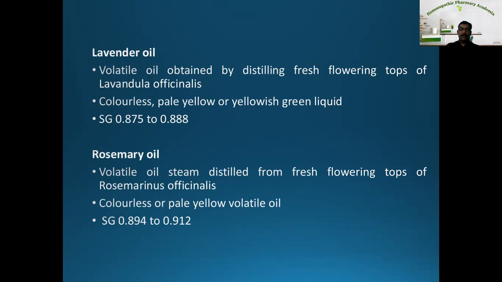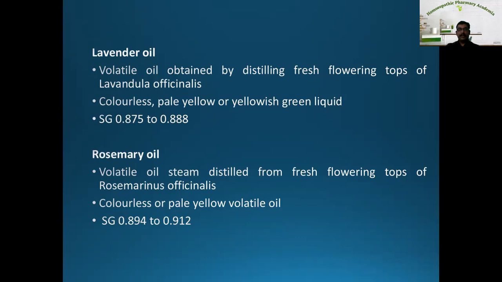The color of lavender oil is pale yellow to yellowish green. It has got a fragrant odor and a pungent taste. It is used externally in ulcers. It has got a brilliant property of healing ulcers. It is used as a soothing agent in headache. So when it is applied over the head during headache, it will alleviate the pain.